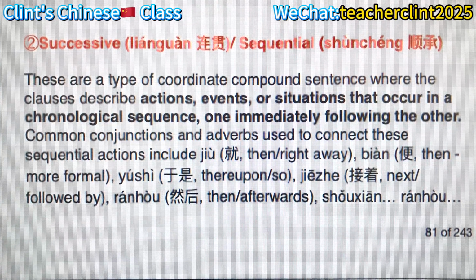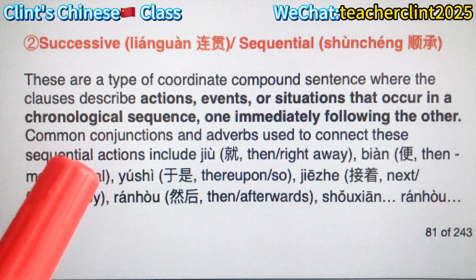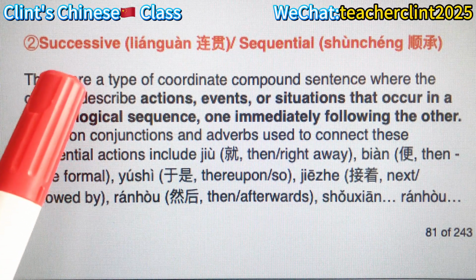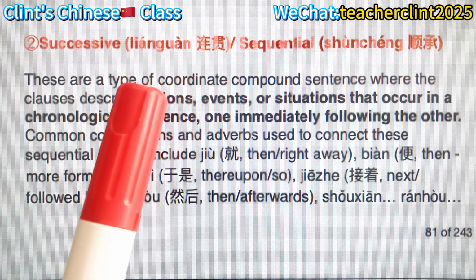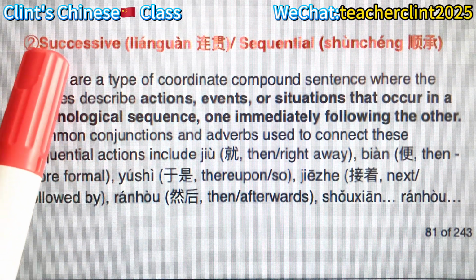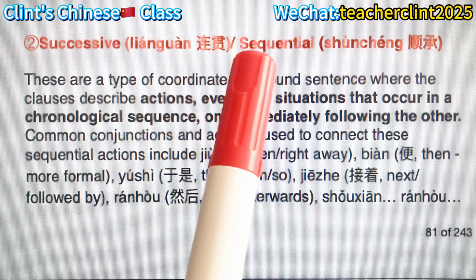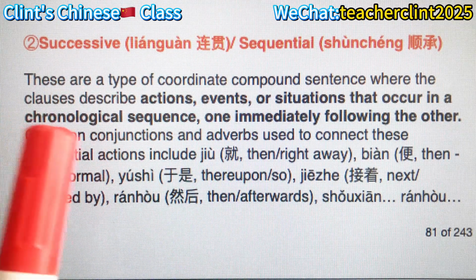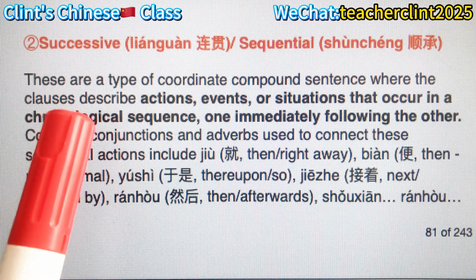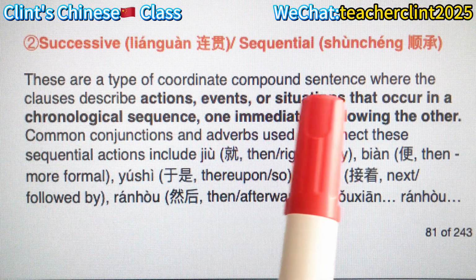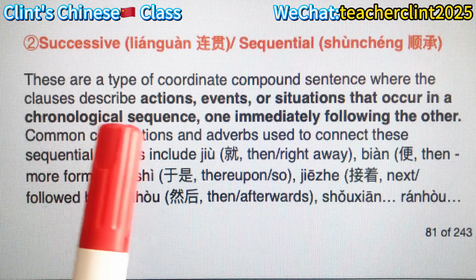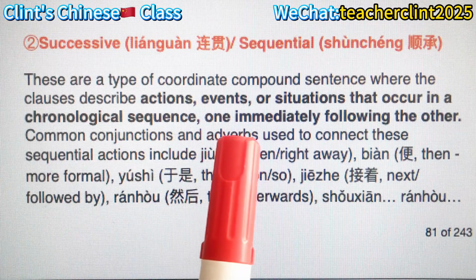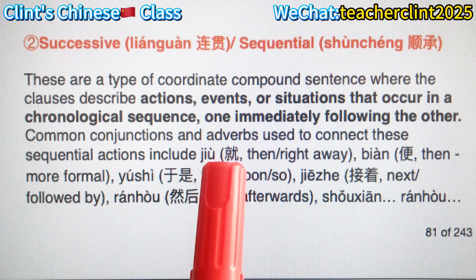And today we're going to learn the second type of compound sentences in the Chinese language. And the logic between the two independent clauses is successive, 连贯 sequential, 顺承. This is logic meaning the clauses describe actions, events, or situations that occur in chronological sequence, one immediately following the other. And commonly used conjunctions or adverbs are 就 then.